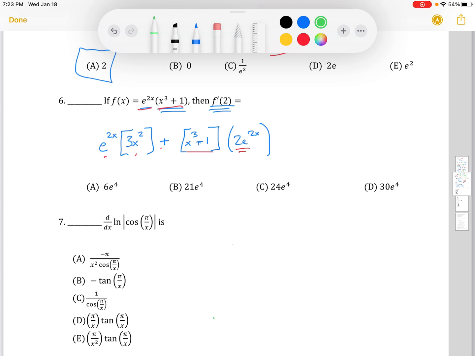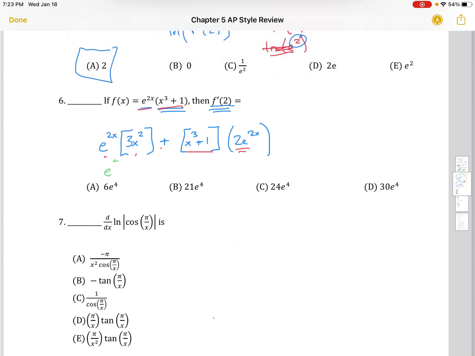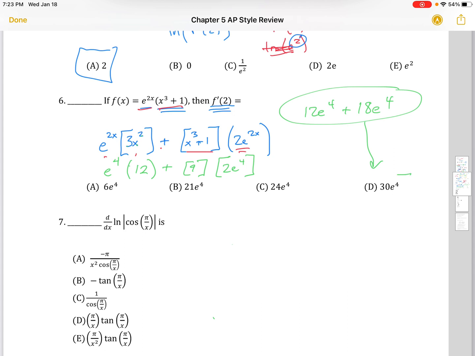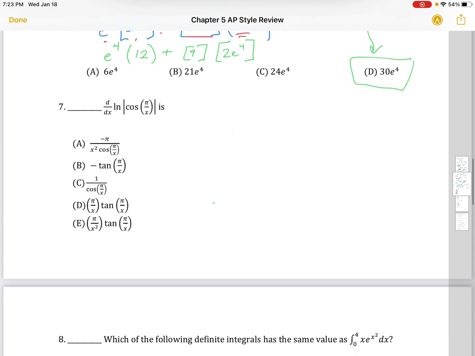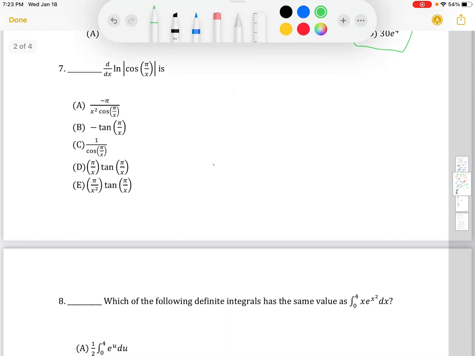I'm going to go ahead and just plug in this 2 right away. So this is going to be e to the 4th. And that's going to be times 3 times 2 squared is 4, so that's 12. Plus 2 cubed is 8. Plus 1 is 9. And that's going to be times 2e to the 4th. So right now I have 12e to the 4th plus 18e to the 4th. Those combine to be like terms and make 30e to the 4th.